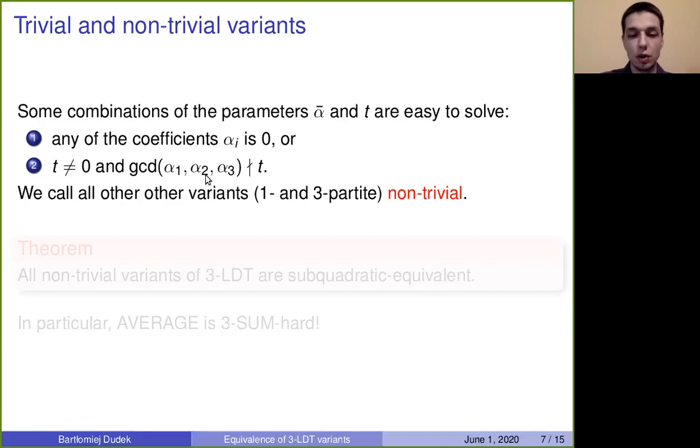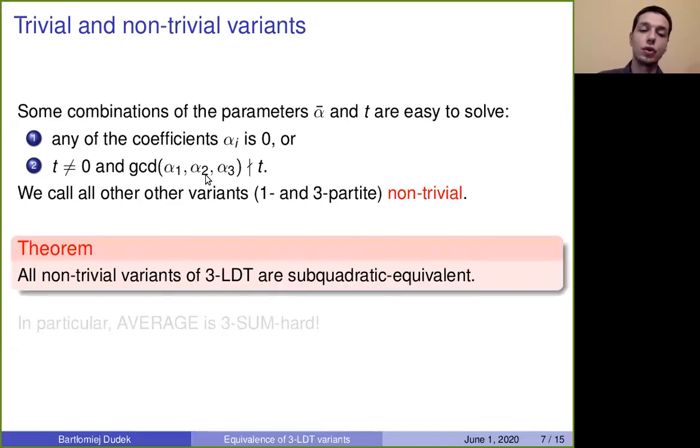And in this work, we show that all non-trivial variants of free LDT are subquadratic equivalent. And both free sum and average are non-trivial. So this theorem gives us that they are subquadratic equivalent. And one corollary from this theorem is that average is free sum hard. So this answers this open question about the relationship between average and free sum.